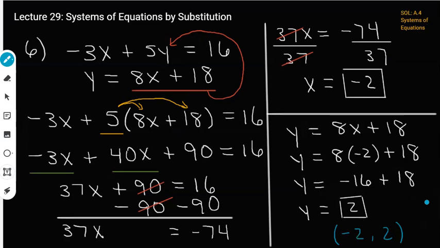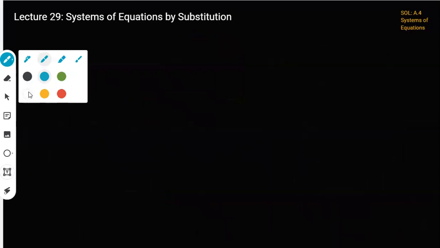I'll get you guys started with number 8, and then I'll stop, and I'll let you finish it. Let's look at number 8. I've got y equals -2, and 4x minus 3y is equal to -14.